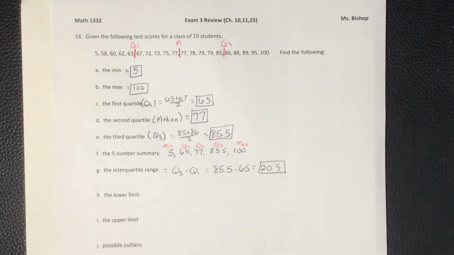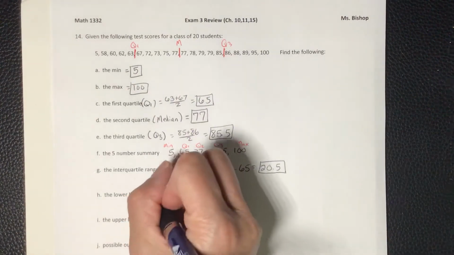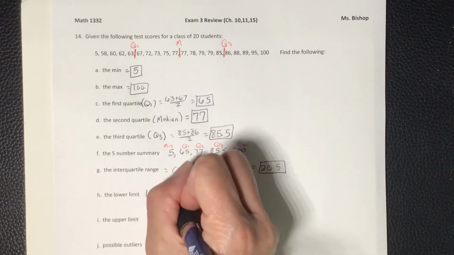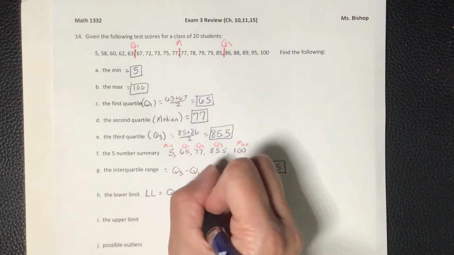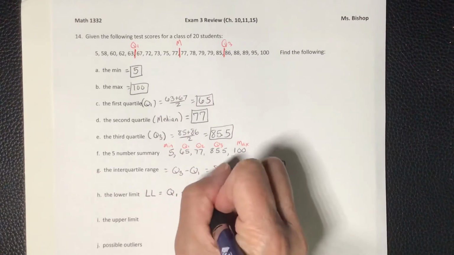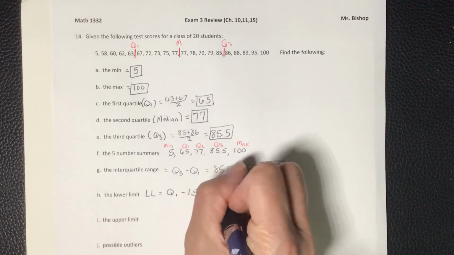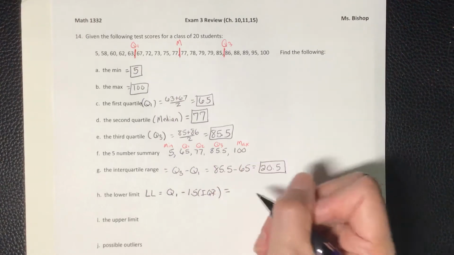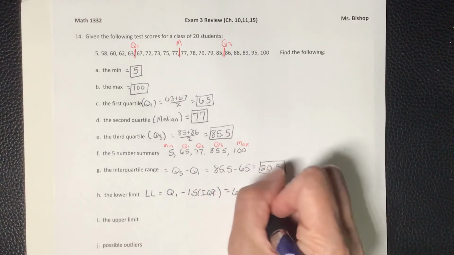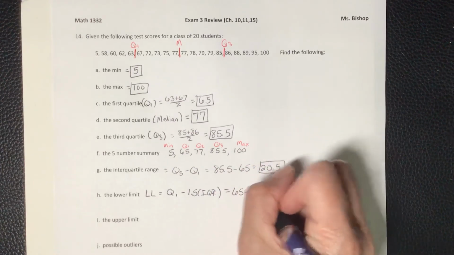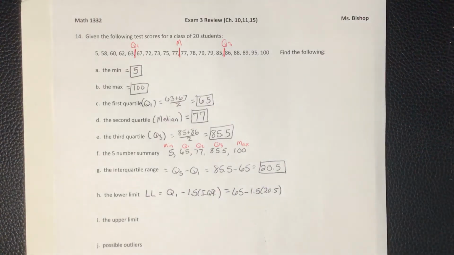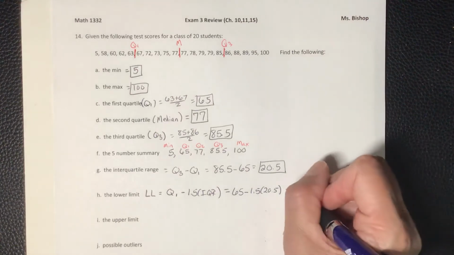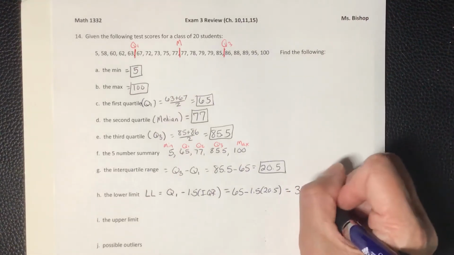All right, next we want to calculate the lower and upper limit. The lower limit is Q1 minus 1.5 times the IQR. So Q1 was 65 minus 1.5 times 20.5. If I put that in my calculator, that comes out to be 34.25.